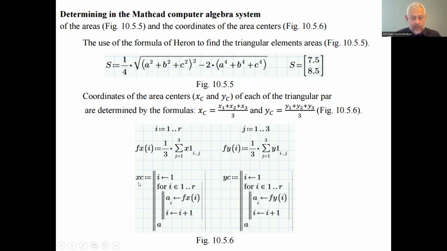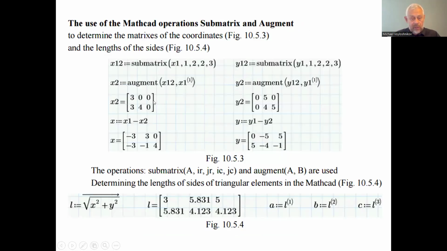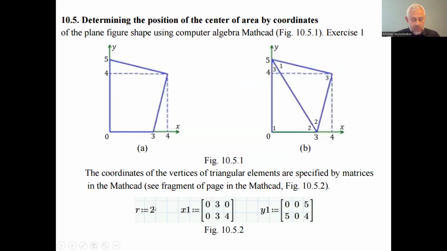This formula gives the magnitude of the abscissa of the center of the area and the ordinate of the center of the area. We do that repeatedly for the first and the second triangle, as we did for both of the formulas. We have to apply it for both triangles of the separation of the originally assigned figure. So this is from 1 to R. R was assigned originally, let me remind, as two triangles we have.